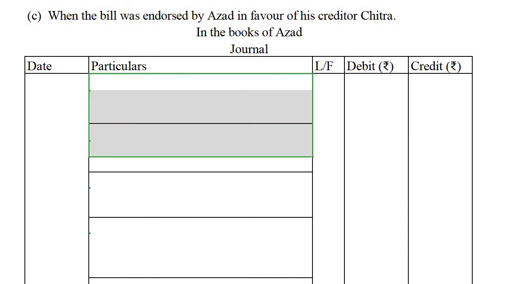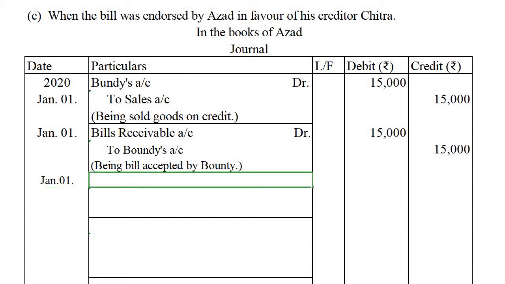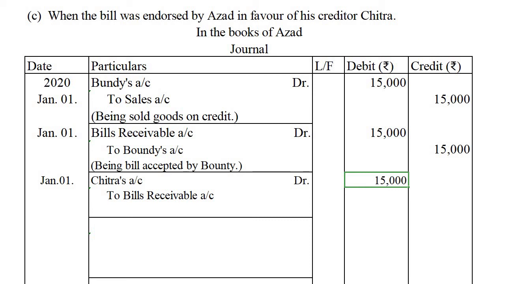Let us write the first two entries: drawing the bill and sales and drawing the bill. Okay, third journal entry, it is given endorsed to Chitra. Since there is no date mentioned, we will write in the same date, that means January 1st. Endorsed to creditor, so creditor's account debtor to bills receivable. Bills receivable is cancelled and creditors also reduced. Amount same 15,000.